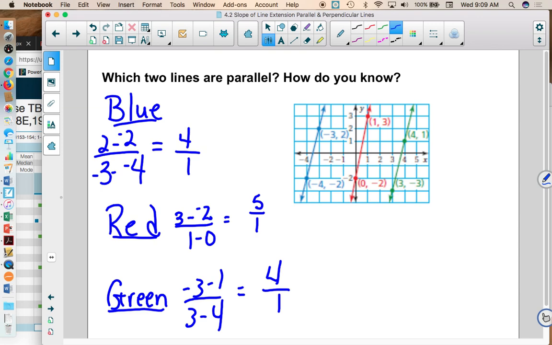Okay, so which two lines are parallel? Blue and green. Blue and green, okay? And we know that because they have the same slope.